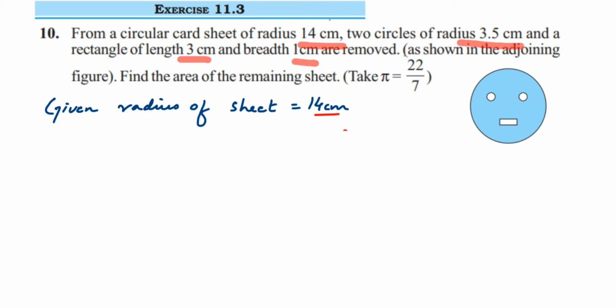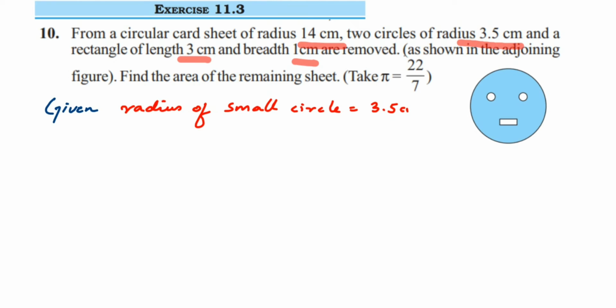Now we're going to find out the area of the small circles. The radius they have given is 3.5. So given, radius of small circle is 3.5 centimeter.